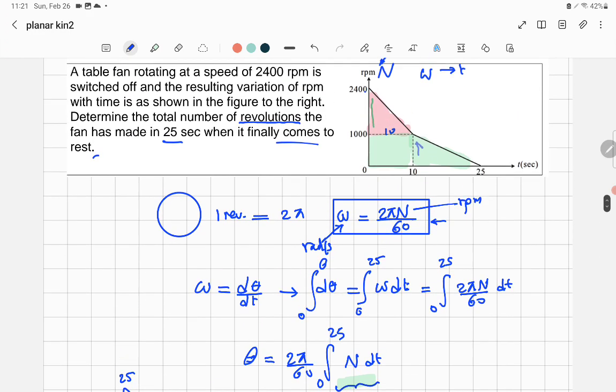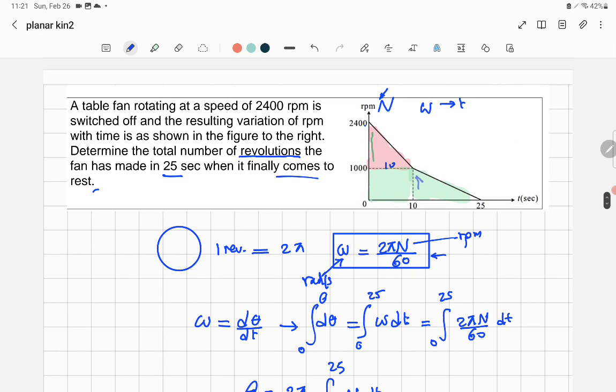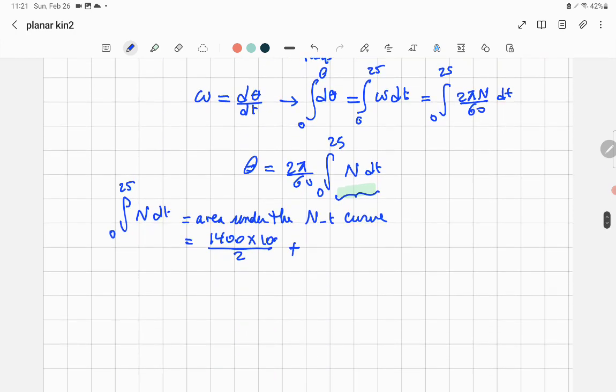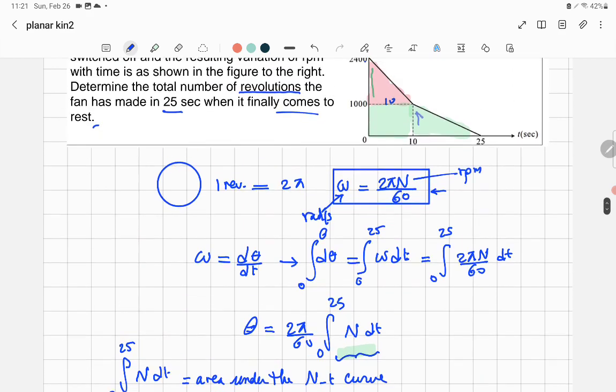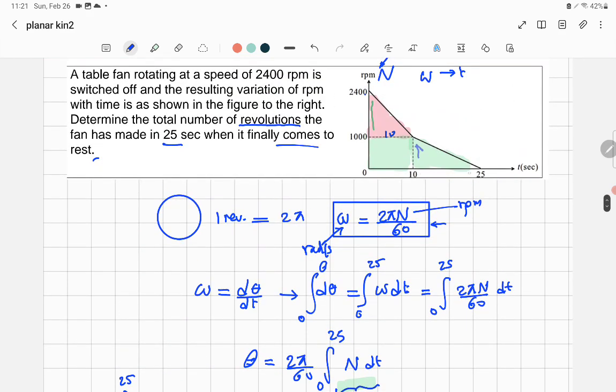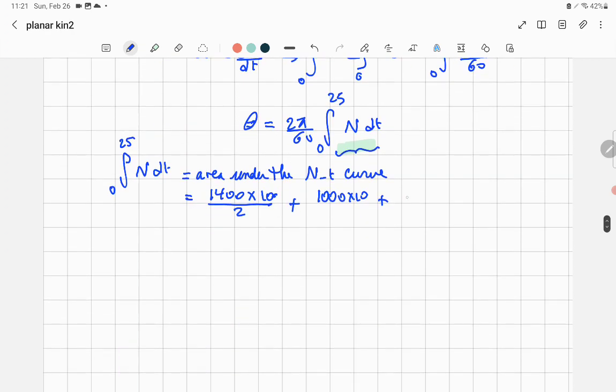The other one I have is a rectangle from 0 to 10, 10 times 1000, so 1000 times 10. And the last triangle from 10 to 25, that's 15, and the height is equal to 1000, so 15 times 1000 divided by 2. Let's add the areas, and it's equal to 24500.